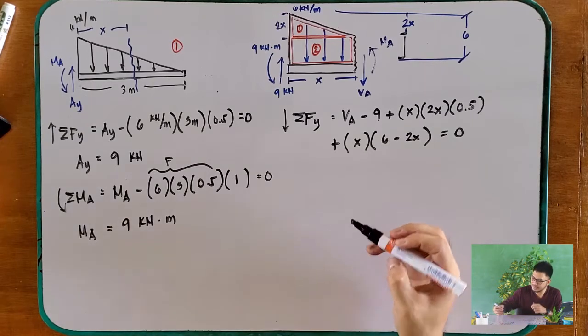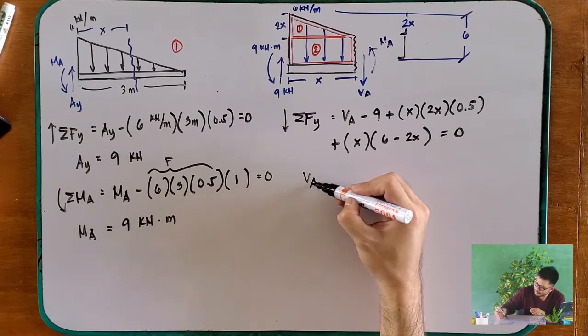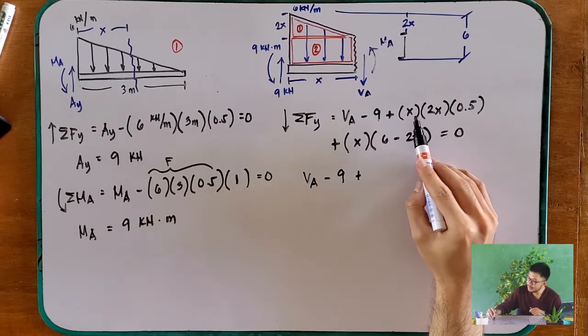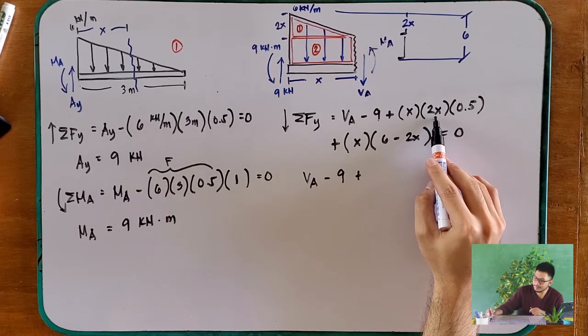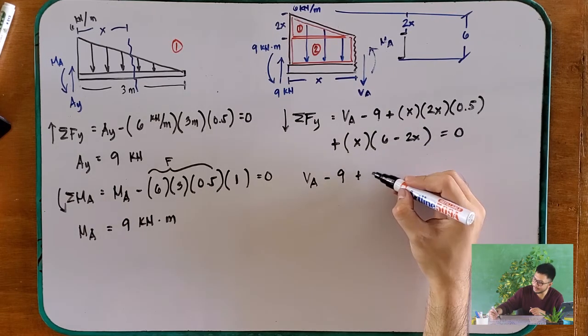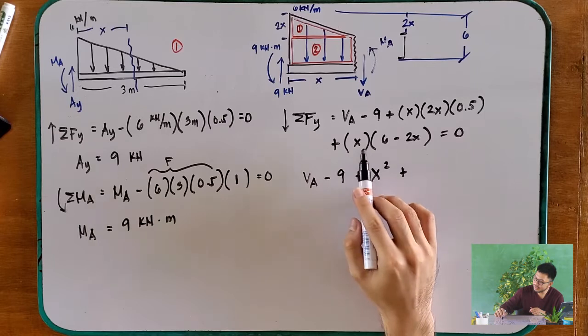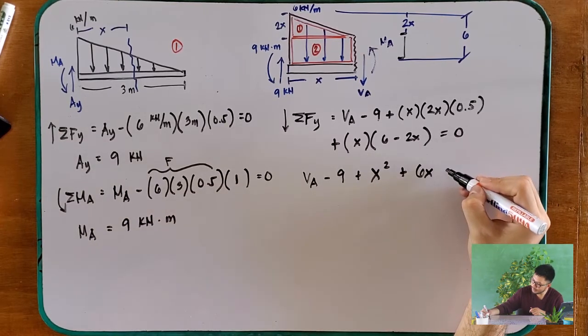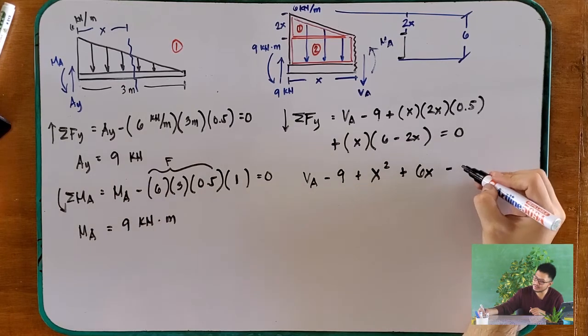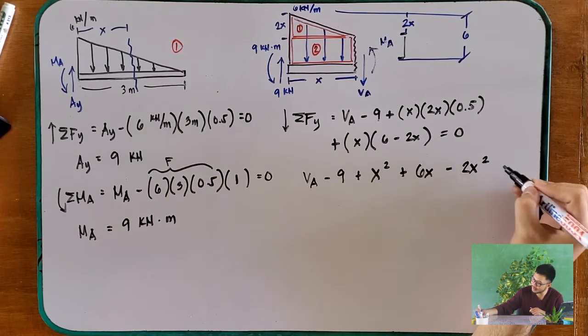Libog siya gamay. Then kung ganahan po mo maka-learn, then you should practice katong triangle. Because I'm just doing an equal slope adto to get the height of the cut triangle. Sige, let's proceed. To i-simplify kayo, libog tan-aon. So, VA minus 9 plus x times 2x, that is 2x squared divided by 2, so x squared. Plus 6x minus 2x times x, that is 2x squared equals to 0.